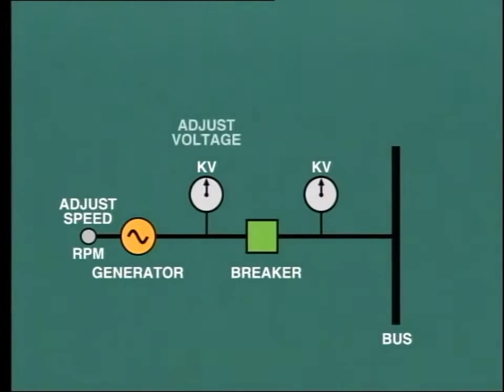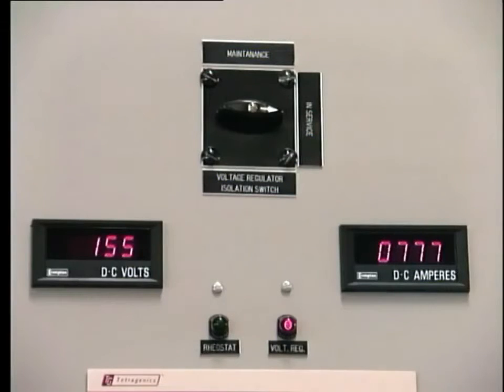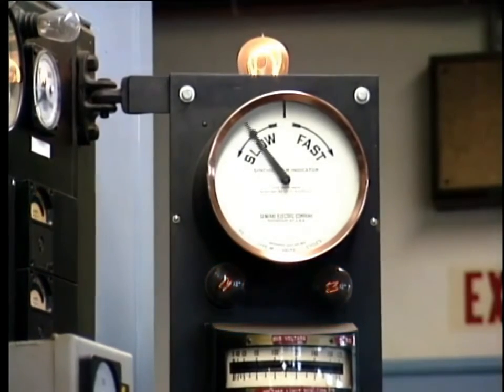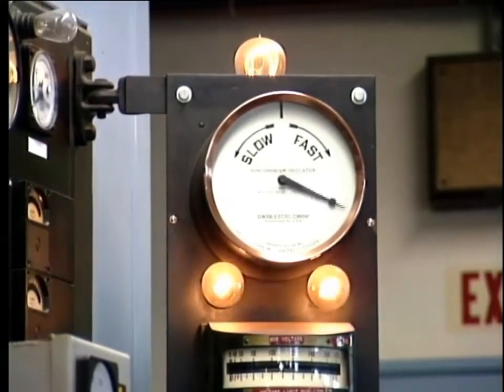Second, the generator terminal voltage must be adjusted to equal that of the bus to which it is being synchronized. This is done by adjusting the excitation. As the strength of the magnetic field is increased or decreased, so will the terminal voltage rise or fall. The third very important factor is that the incoming generator voltage must be in phase with the bus voltage.